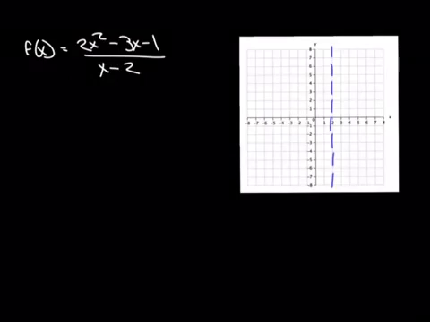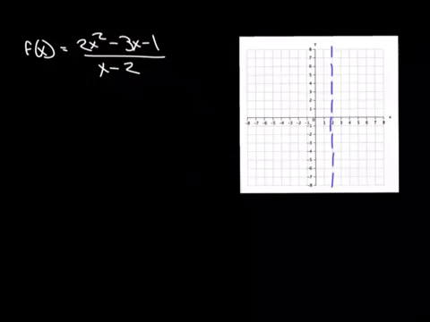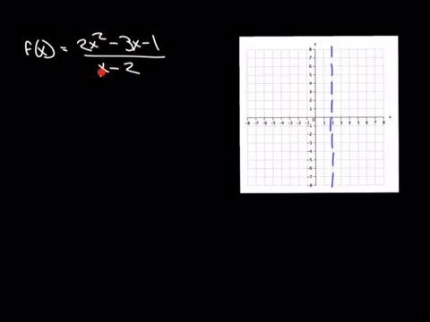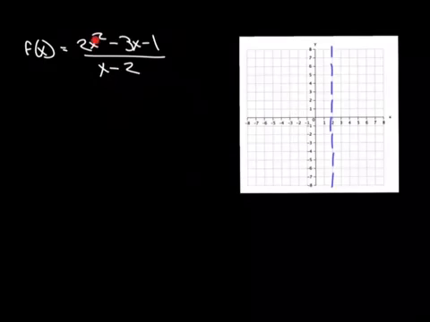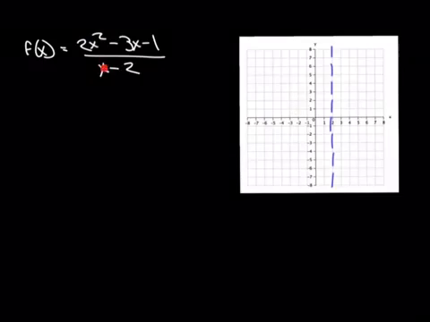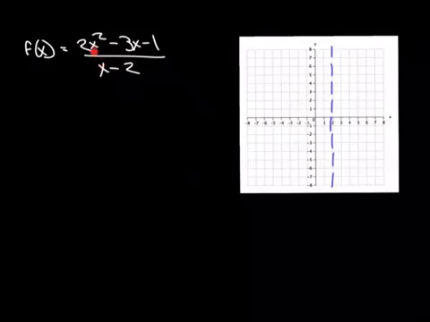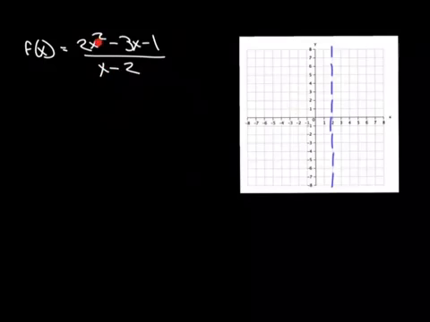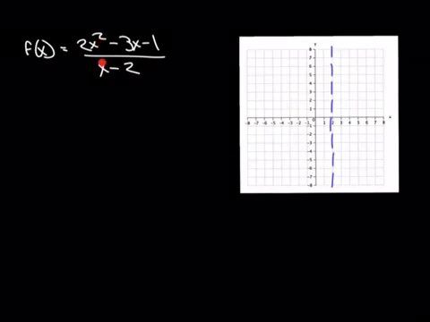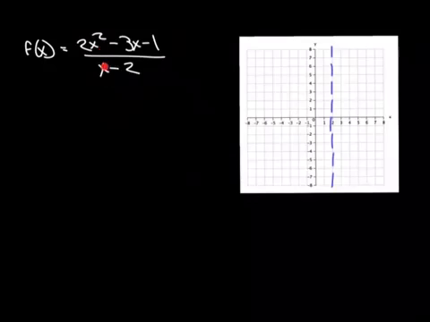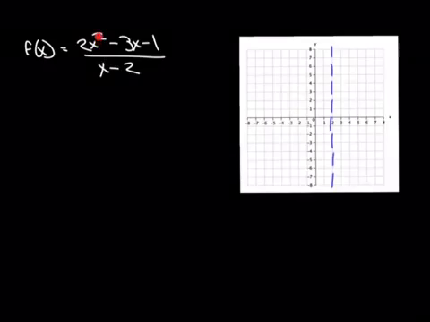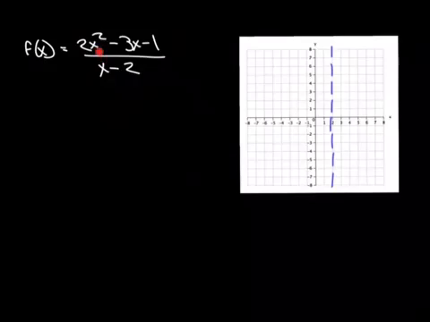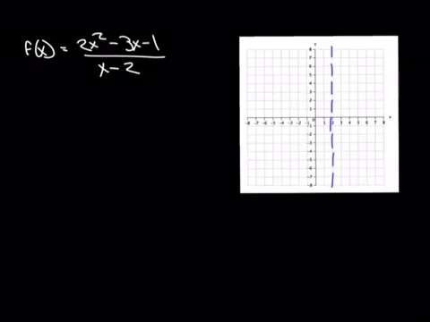How do we find that out? Well, when the degree of our numerator is 1 greater than the degree of our denominator, then we've got an oblique asymptote, which is the case here. If there was a difference between these two of more than 1, we wouldn't have to worry about it. But since the difference between x squared and x to the first power is only 1, there's going to be an oblique asymptote.